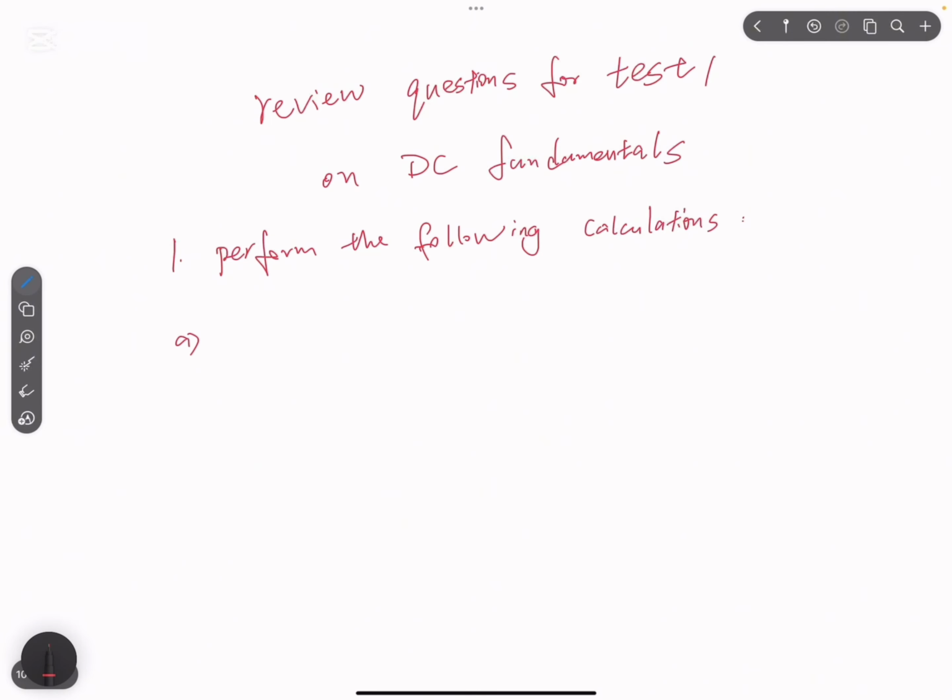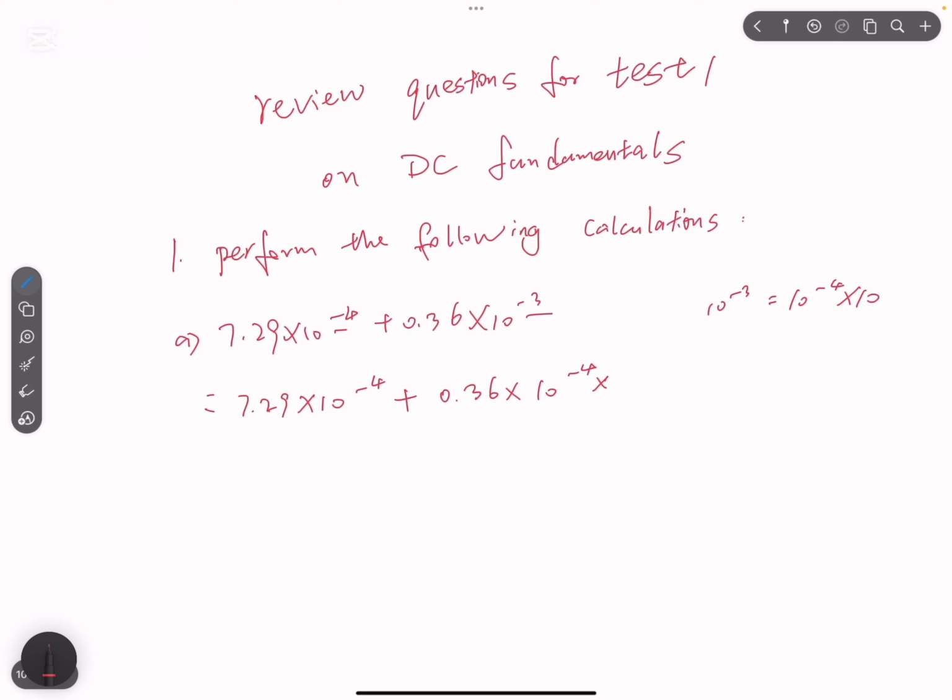So the first question will be 7.29 times 10 to the minus 4 plus 0.36 times 10 to the minus 3. In order to do the addition, we need to have the same power. So that would be 0.36 times 10 to the minus 4. Before we had 10 to the minus 3, so if we want to change it to 10 to the minus 4, we multiply by 10.